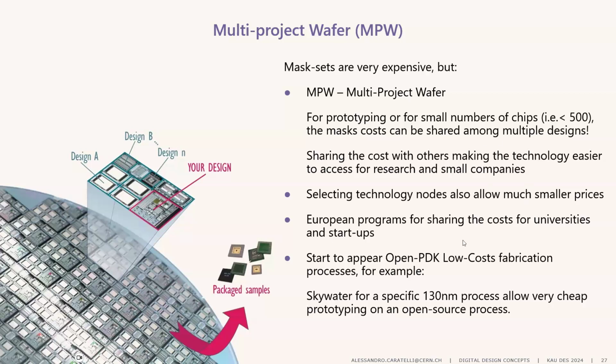Also selecting the technology node, as we said before, influences the prices a lot. There also exist European programs for sharing the cost for universities and startups, and open PDK low-cost fabrication processes are starting to appear, like Skywater, a 130 nanometer process which allows very cheap prototyping on an open source process design kit.